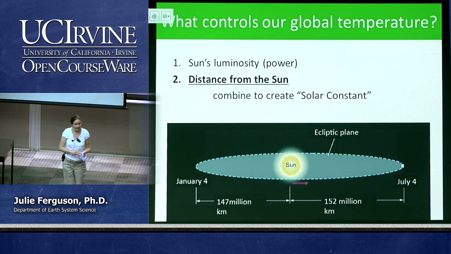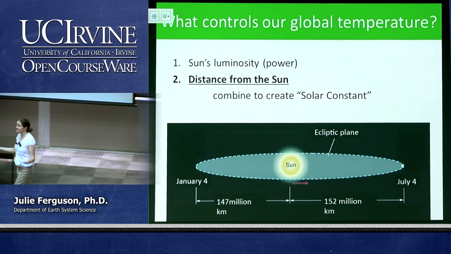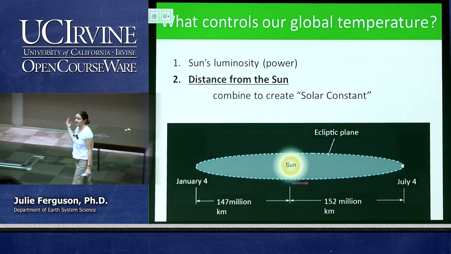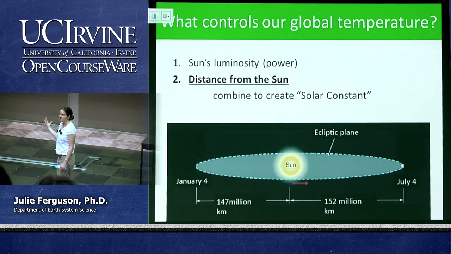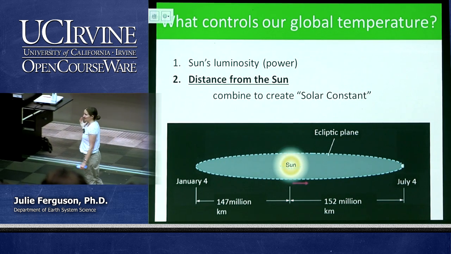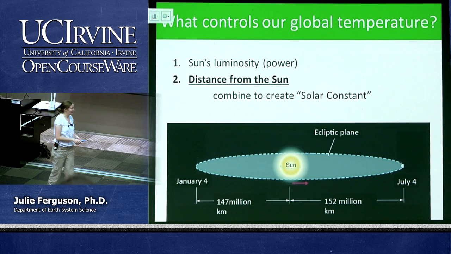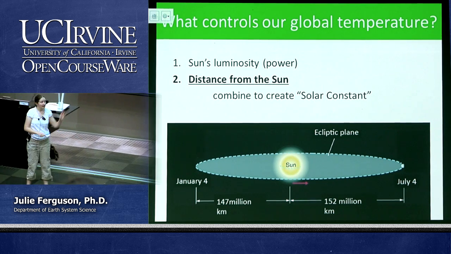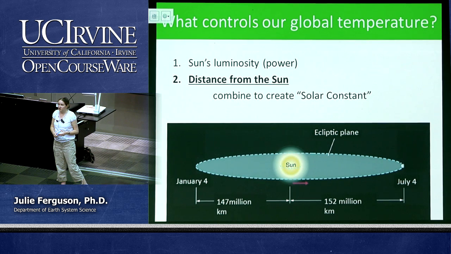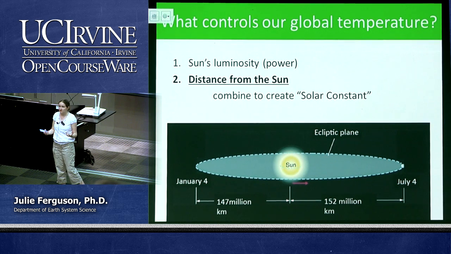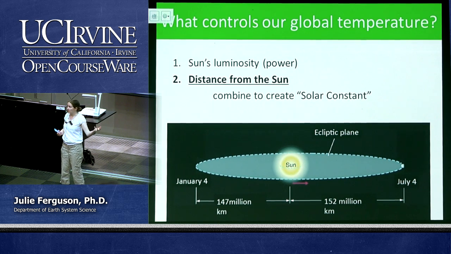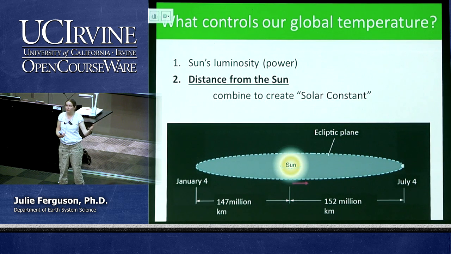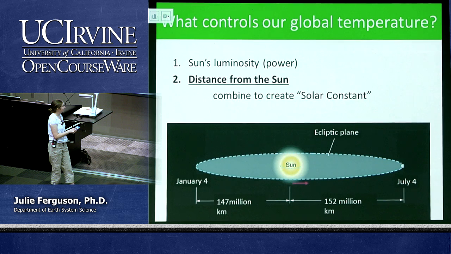So the second thing that controls our planetary temperature is the distance from the sun. And this is one thing that you can be pretty certain isn't changing through time. So our distance from the sun isn't dramatically altering. These were the two things that we used on Tuesday to create our solar constant. So if we looked at the solar constant in the past, when solar luminosity was lower, we'd have had a different number. Today, it's that number we calculated.